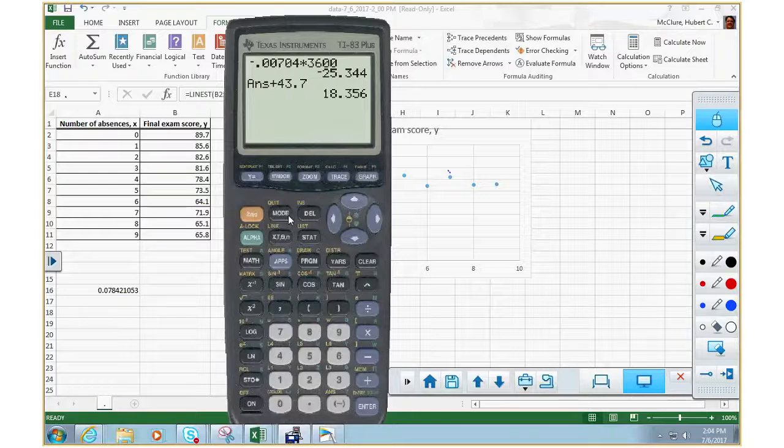So stat, edit, and that'll be 0 to 9, 0, 1, 2, 3, 4, 5, 6, 7, 8, 9. Delete. And 89.7, 85.6, 82.6, 81.6, 78.4, 73.5, 64.1, 71.9, 65.1, and 65.8.